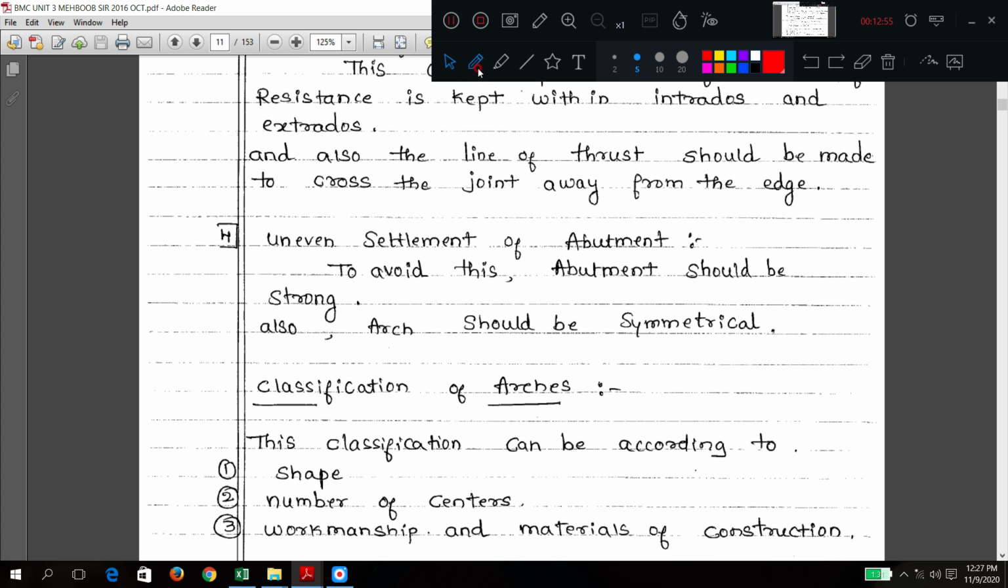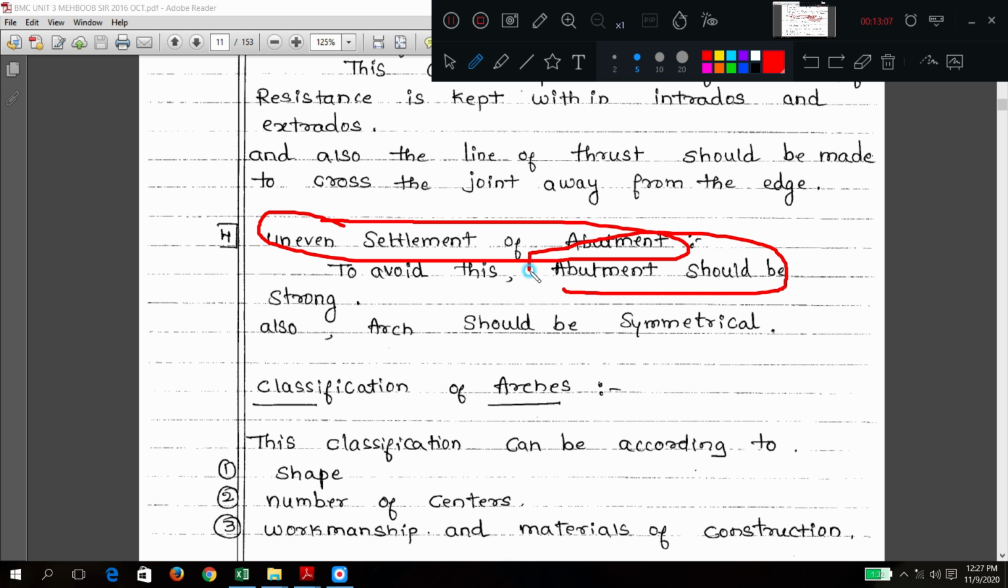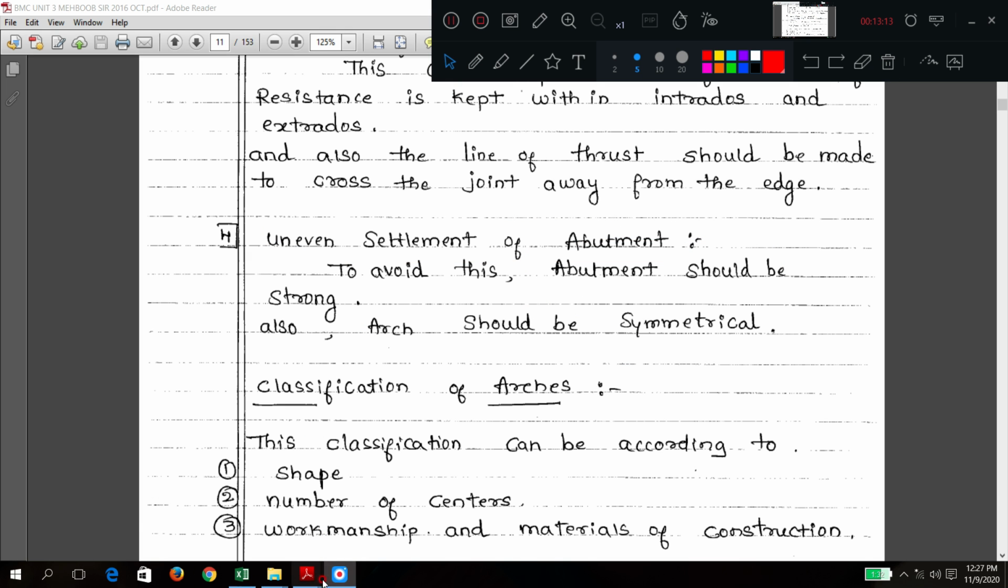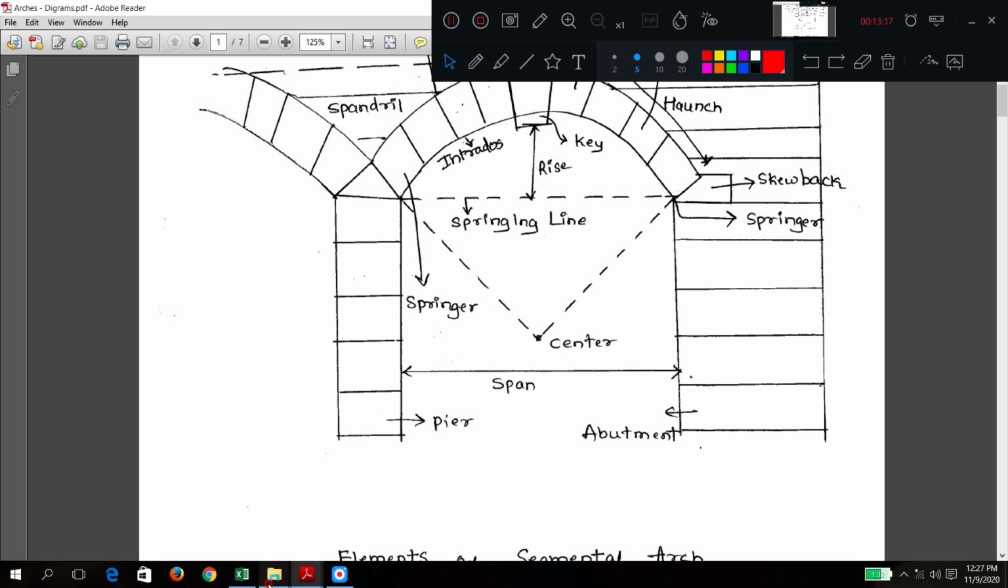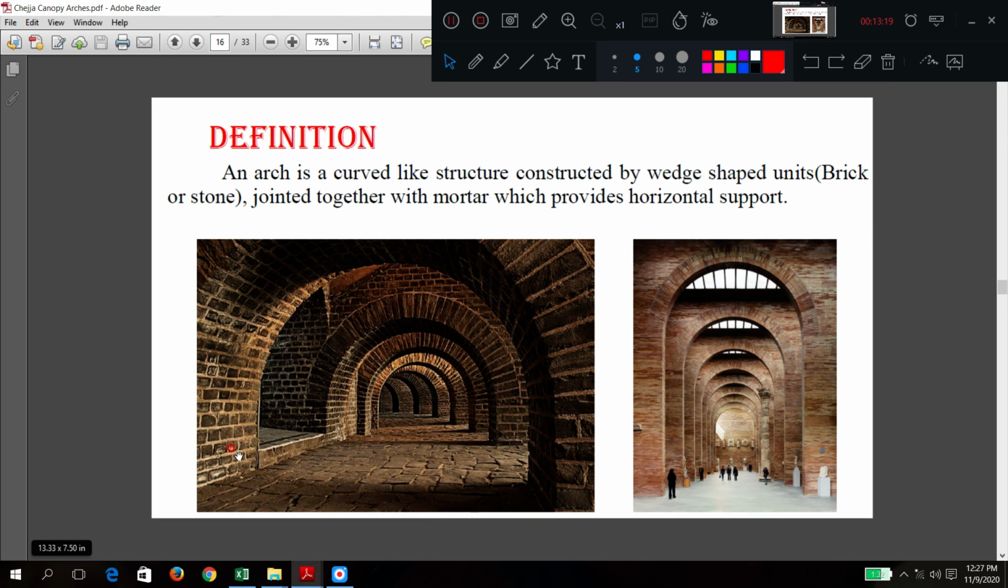Uneven settlement. What is this uneven settlement? You have seen it in module 2, no? Foundation failures. To avoid this, the abutment should be strong and the arch should be symmetrical. In the diagram, where can I show uneven settlement? In this diagram only I will show.